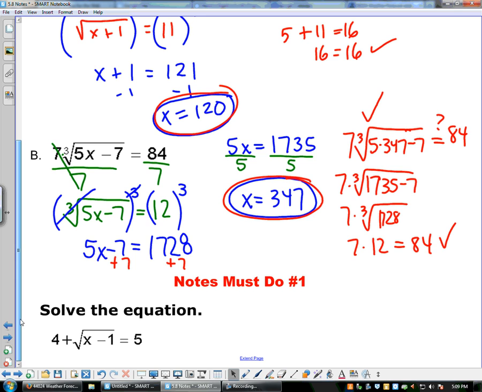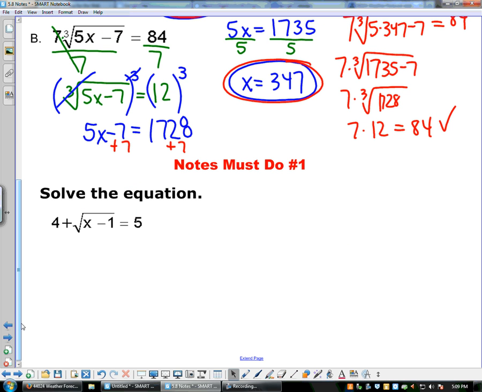So this takes you to your first must-do. Again, you're going to solve the equation for x. Remember, that is a square root there. So the power is 2, so you'll need to square both sides once you get the radical by itself.